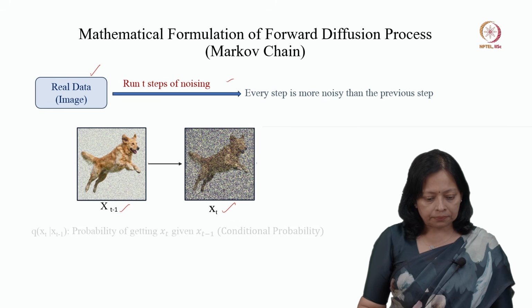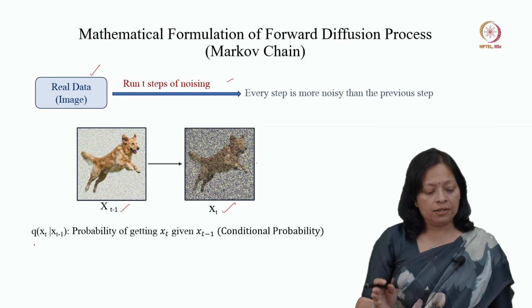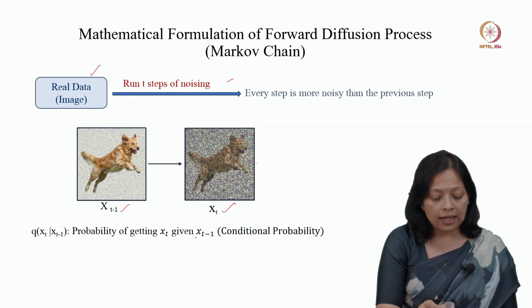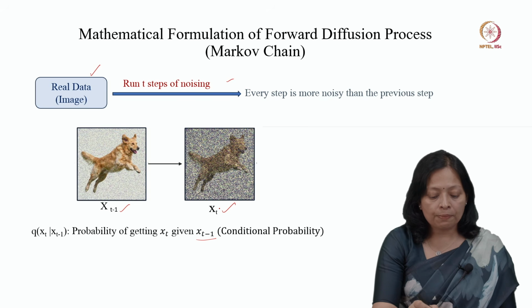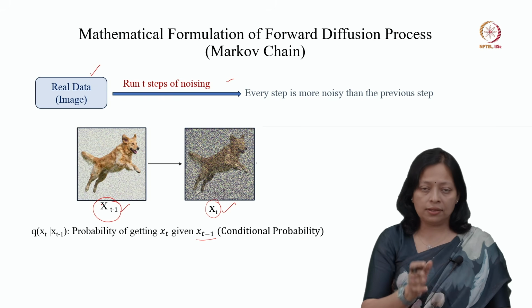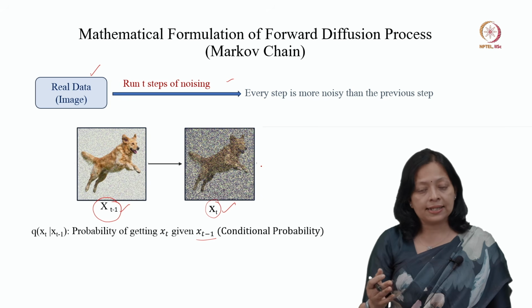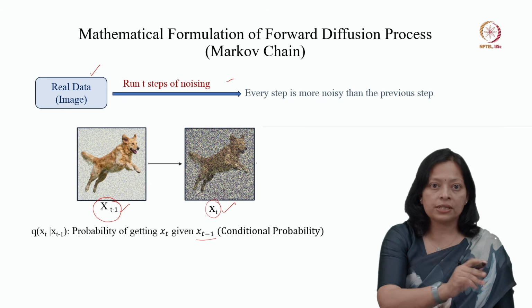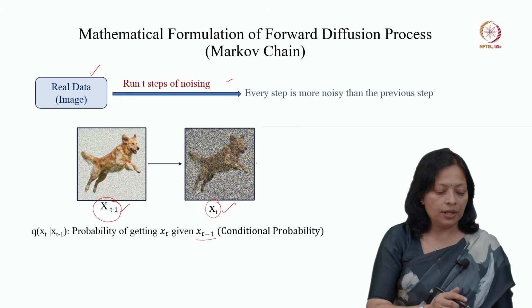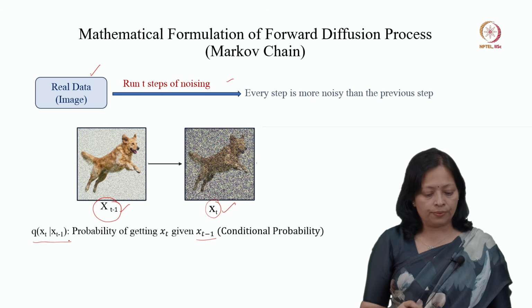Okay. q of x t given x t minus 1 is the probability of getting x t given x t minus 1. So, what is the probability that I get x t given I know that this is my x t minus 1, this is given to me. So, what is the probability of getting a noisier sample from a sample which is less noisy, okay? And that is given by this probability distribution. Okay.